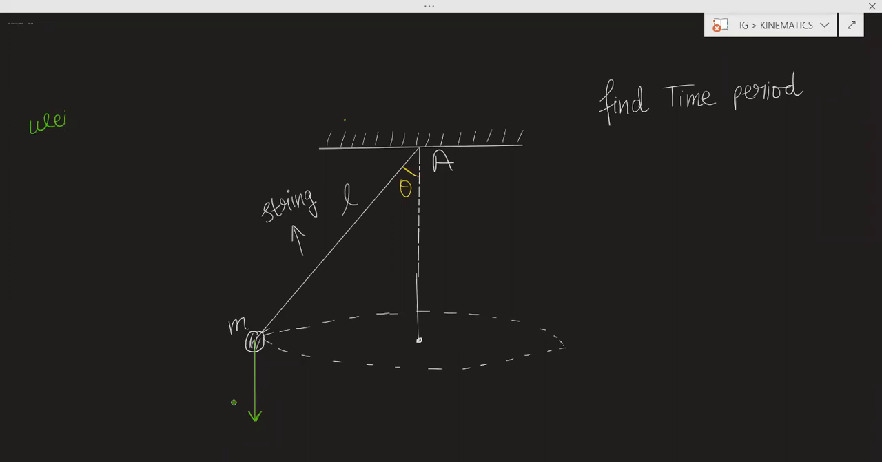Weight is also called the gravitational force. Due to the earth there will be the gravitational force, and that gravitational force will be mass into gravitational acceleration, mg.